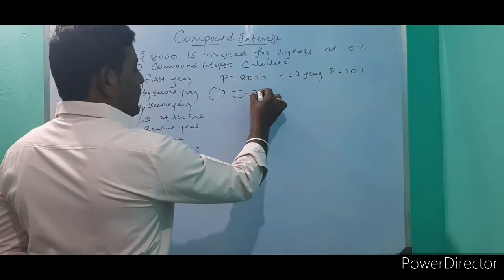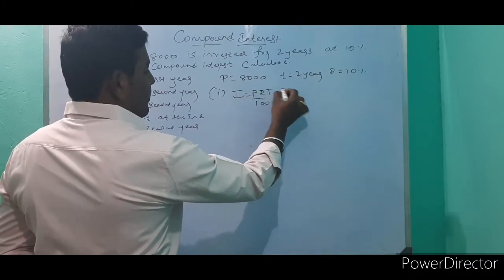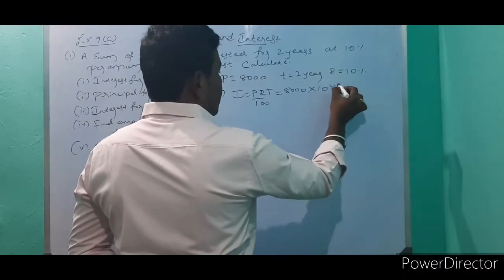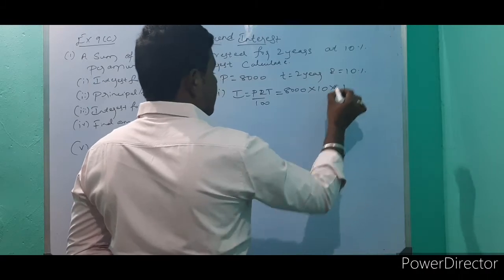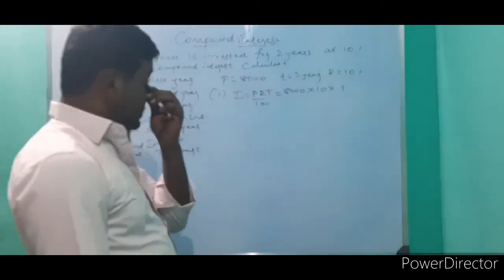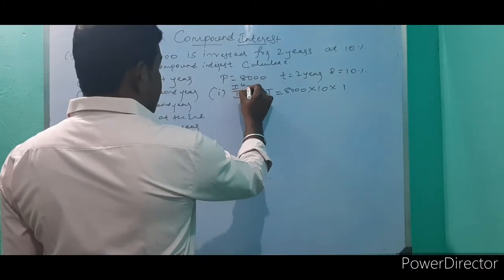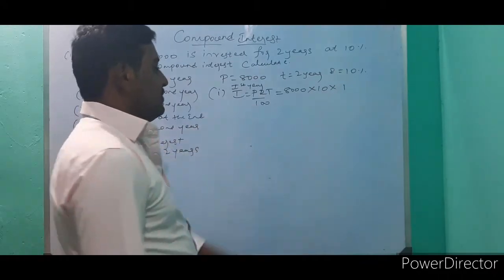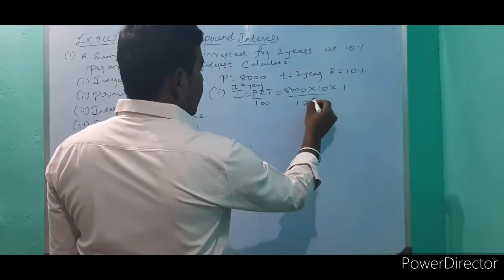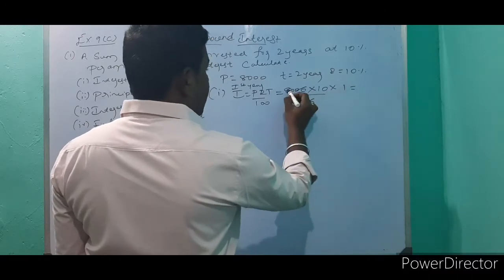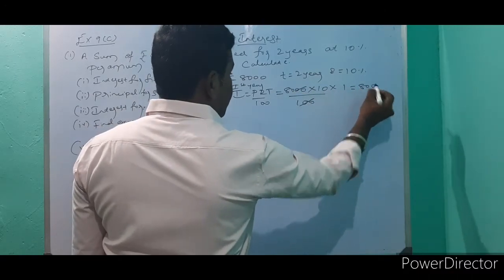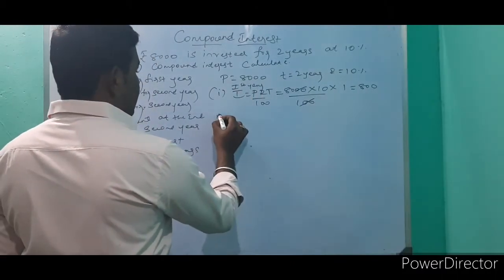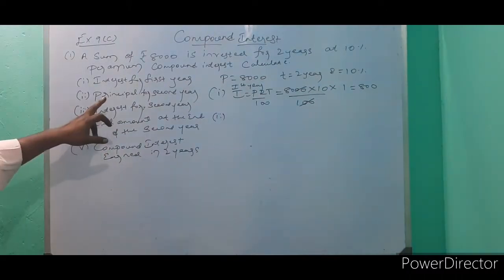Interest is PRT divided by 100. P value is 8,000, R value is 10, T value is 1. So here we are finding the first year. There are 2 years, but we are finding the first year, that's why T is 1, divided by 100. 20 gets cancelled. 80 into 10, 800. This is the interest for the first year. What is given in the second one?